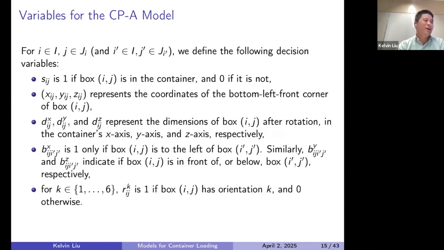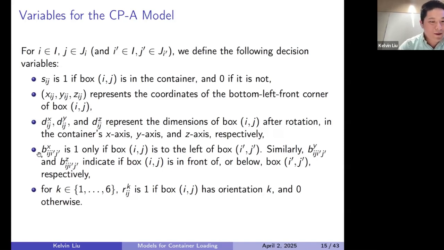As we mentioned at the beginning, it's possible that not every box will fit into the container, so some of them will be excluded. And that's what Sij is capturing. Then we have Xij, Yij, and Zij, which are the coordinates of the bottom left front corner of box Ij. So these variables specify where in the container the box is positioned. I also define the variables dx, dy, and dz, subscript Ij. These represent the dimensions of box Ij after rotation in each of the 3 axes.